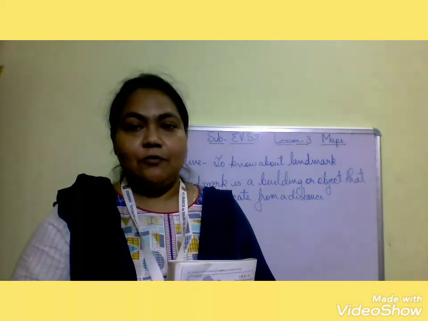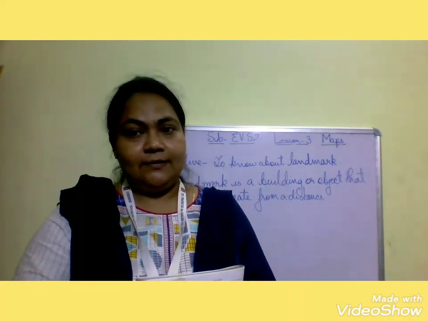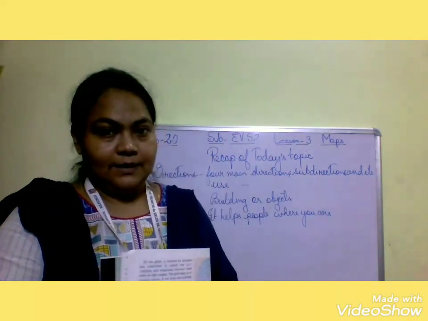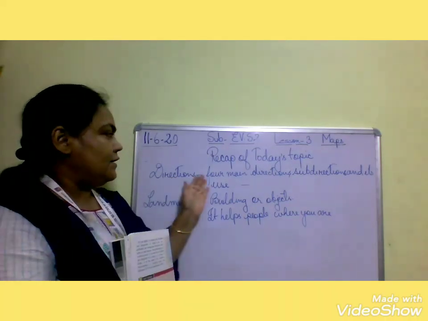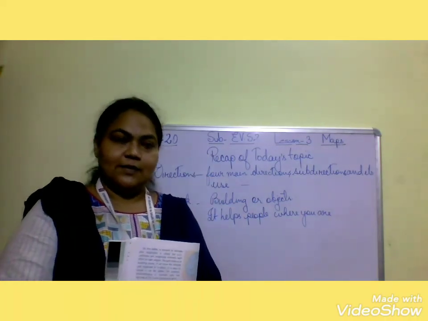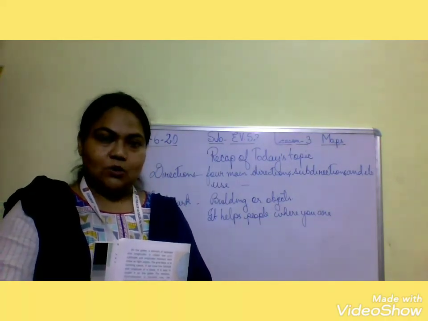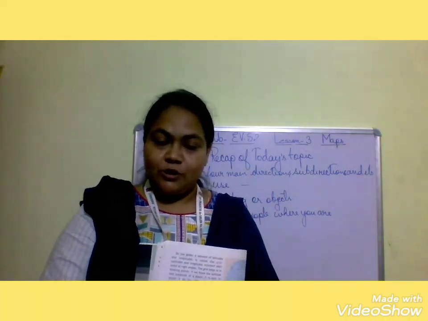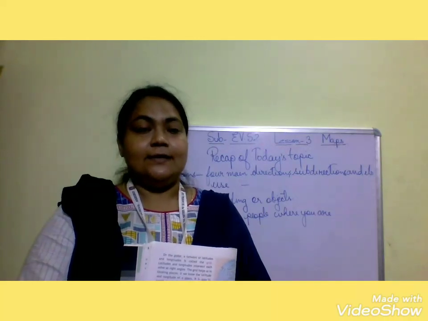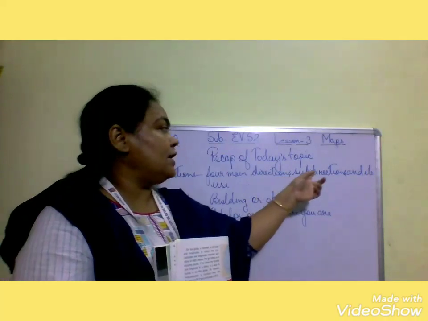Okay. Now we are going to start the recap of what we have learned today. Okay, children, here I have written about today's recap, what we have done in our class. So we have learned about the 4 main directions. And what are the 4 main directions? The 4 main directions are north, south, east, west. And north is on the top, south is at the bottom, east is on the right, then west is on the left.